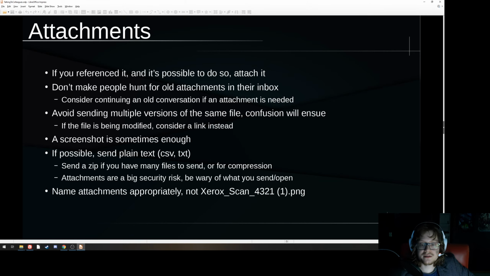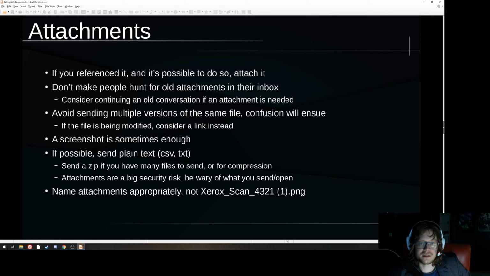But still, be wary of what you send, and especially of what you open. Even if you don't know that your computer is infected with malware, you could accidentally send some to somebody, and that could lead to some problems with you and them in the future. But definitely be careful of what you open, and definitely don't turn on macros for anything that you get from the outside internet. Name your attachments appropriately.